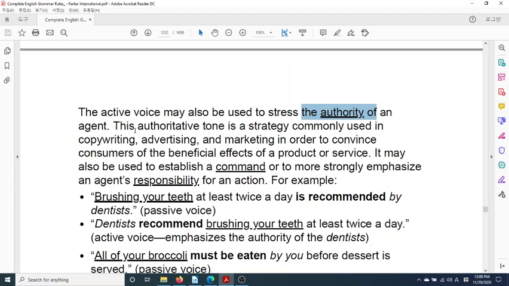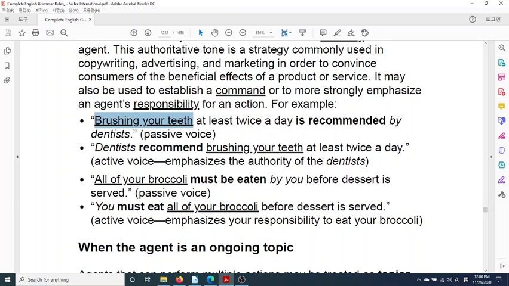So, for instance, for copywriting or advertising or marketing, it's often used to convince consumers of the beneficial effects of the product or service. So, brushing your teeth at least twice a day is recommended by dentists. Now, that's okay, but it makes it sound like brushing your teeth is more important than the dentist. Here, dentists recommend brushing your teeth at least twice a day. This makes it sound more important because an authority figure is telling you to do it, right?